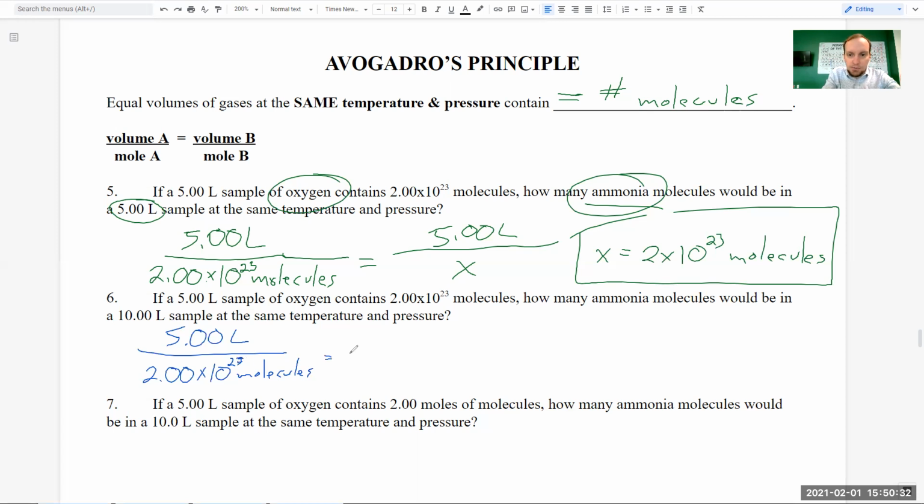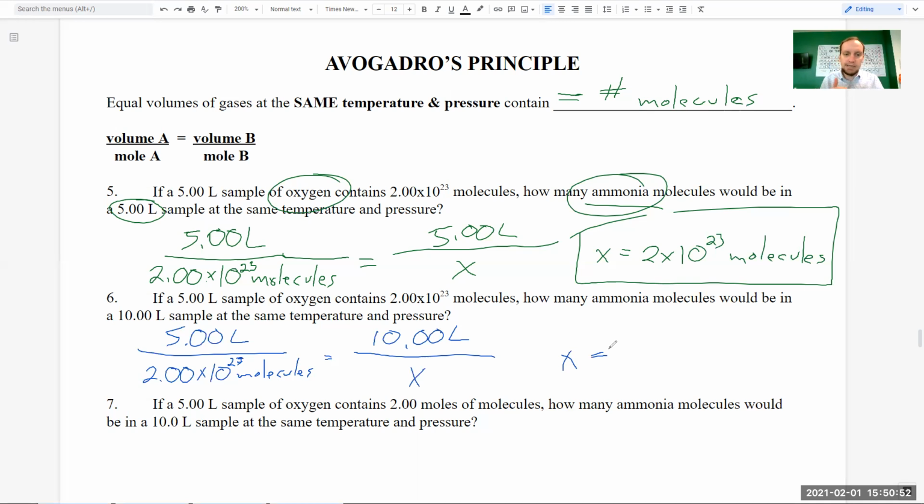And that is going to be equal to how many ammonia molecules. So again, this sounds remarkably similar to number 5. The only difference is we're going to change this to 10.00 liters. And again, we're looking for our X. Now, those of you who are good at math or mathematical relationships, you may be able to predict what our answer is going to be.